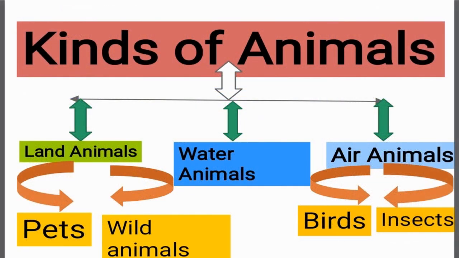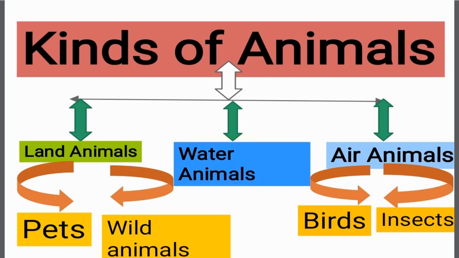First, let's see kinds of animals. There are three kinds of animals: land animals, water animals, and air animals. From the name, you have known that these kinds of animals are determined by the places where they live, that is the habitat. Now, let's see these kinds of animals.